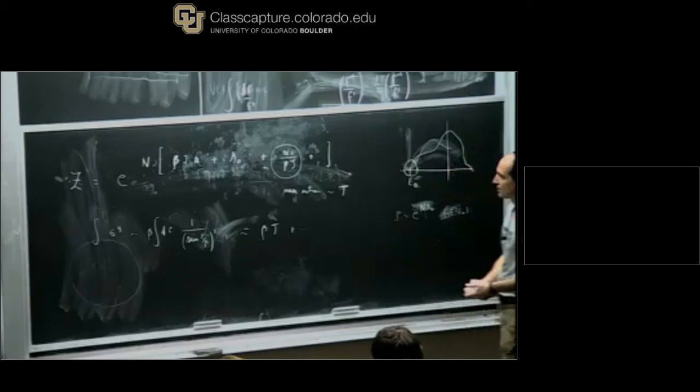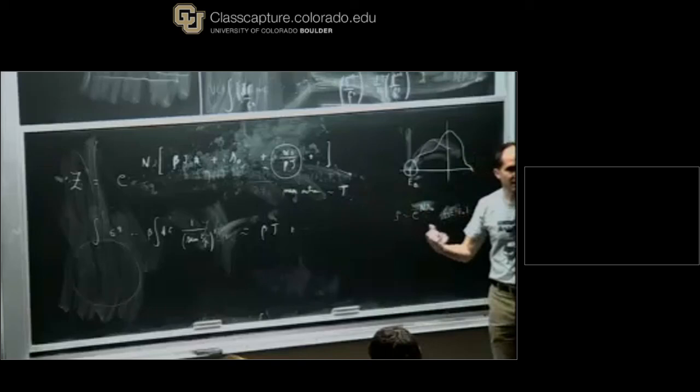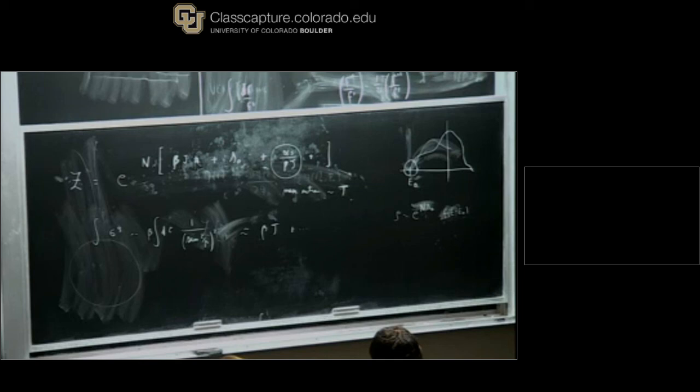Now, as we will see, this is also a property of near extremal black holes. They always have a temperature, and the temperature-dependent part is always linear in the temperature. Now, in principle, it could have been any power. If you just think about dimensional analysis, this could have been any power.